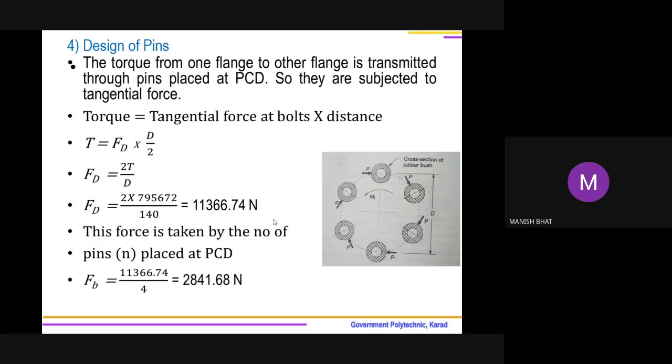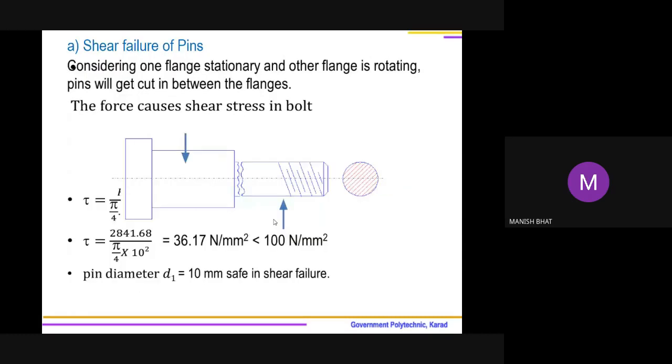This force is coming on all the pins. So I'm supposed to find the force acting on each pin, or say each bush. So that total force, 11,366.74, divided by the number of pins 4. So every bush, every pin is subjected to a tangential force of 2,841.68 Newton. Now we'll be designing this pin.